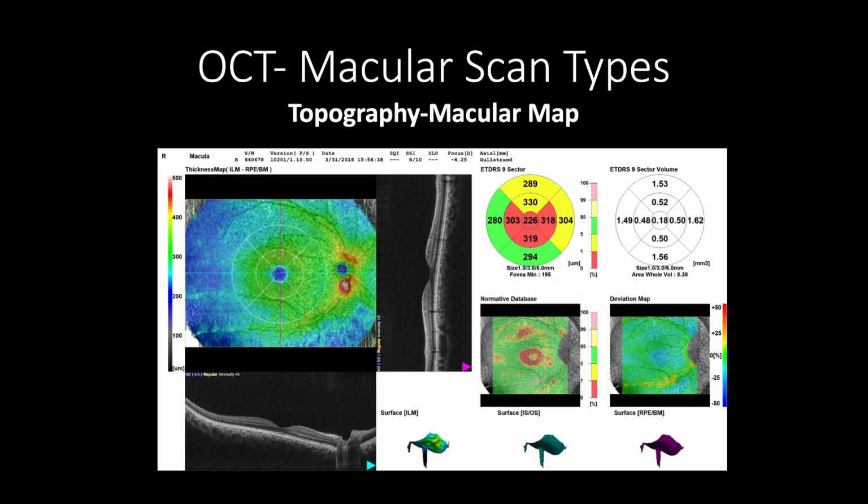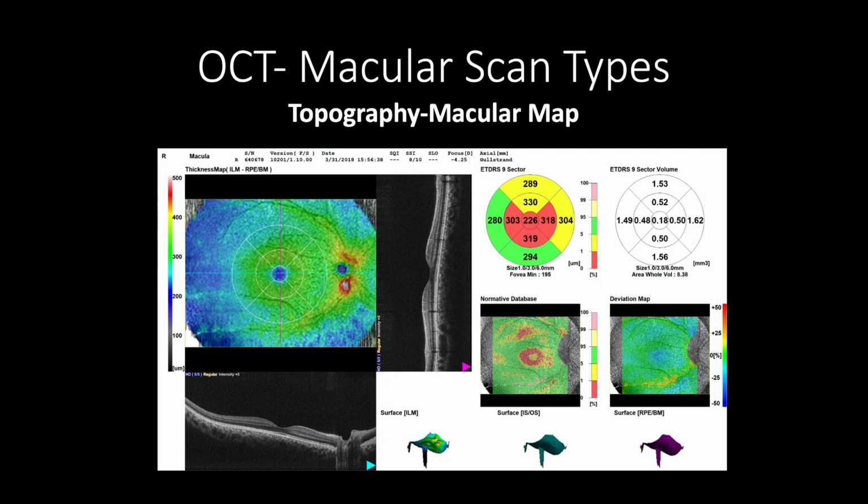Quantitative scans such as macular map tomography are among the most popular scans, but sometimes they are misleading because they are software and patient data dependent. For example, if an Arab patient is examined and the machine doesn't have an Arab race database, the software map analysis won't be accurate. The same applies when the age and sex are incorrectly entered.